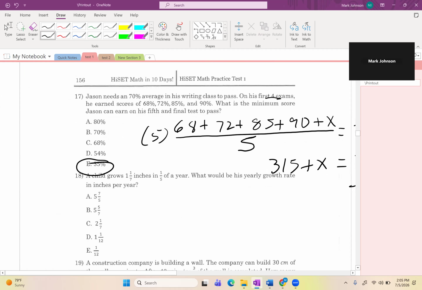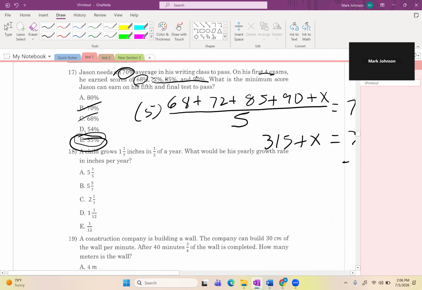Which makes sense because he needs a 70, right? Only one of the scores was below 70. The rest were above 70. And so we know his last test can be pretty low, because if he's just trying to get 70, this has 2 extra, this has 15 extra, this has 20 extra. And so he can get pretty far down. So we know those two are those. But 35 makes sense because he has a lot of extra points stored up there.